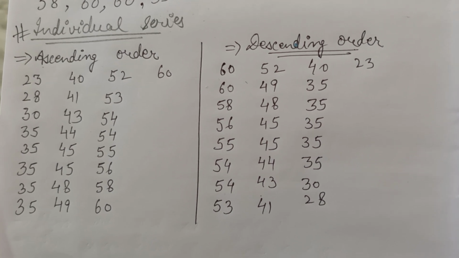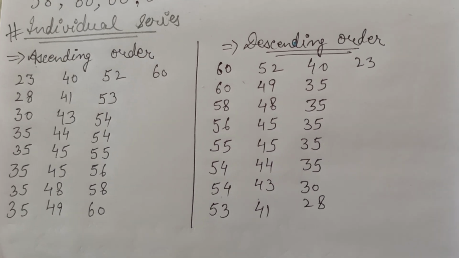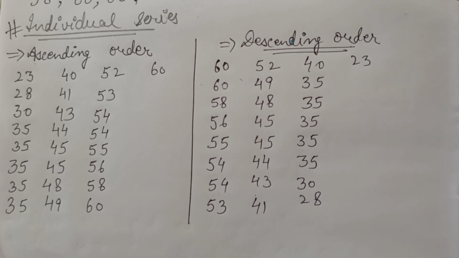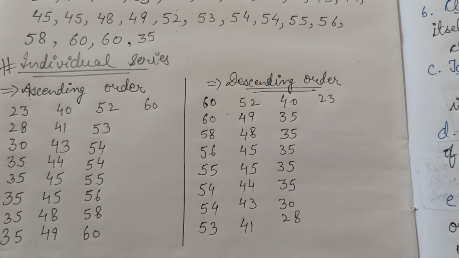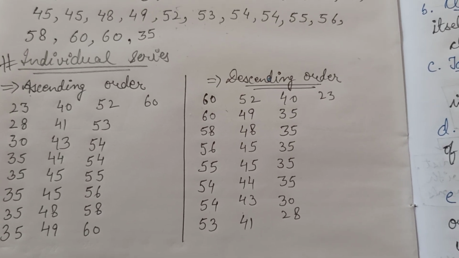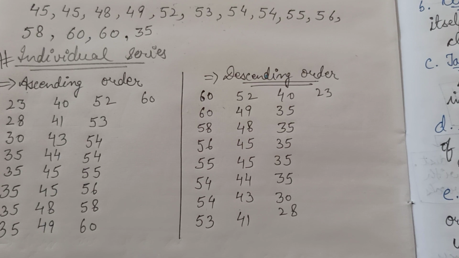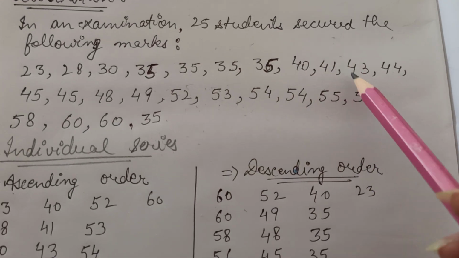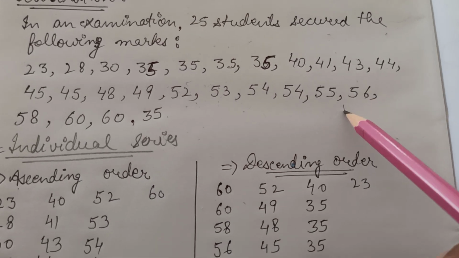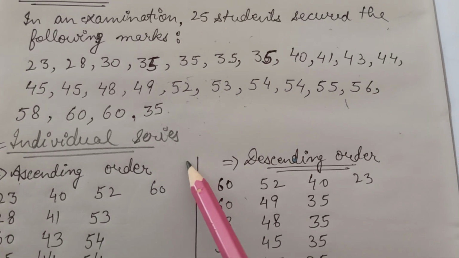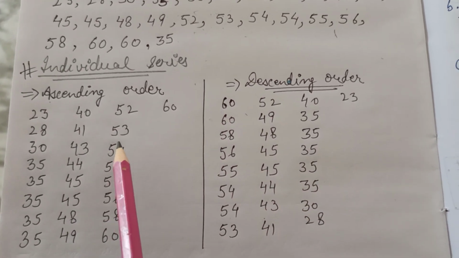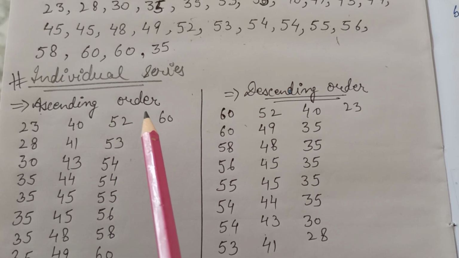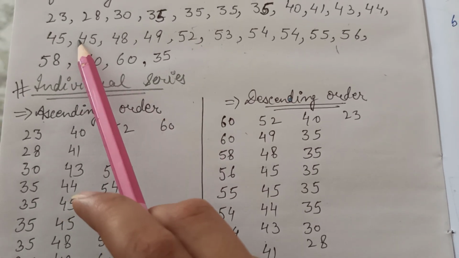Now you can see over here how I have converted the raw data into the individual series, or how I have organized the data given. Basically, we are doing the chapter organization of data, in which we must know how to organize the data. So this was the raw data given to us of 25 students. We have to organize this given data. Firstly, I have organized it into the individual series, on the basis of ascending as well as descending order. In ascending order, I have taken the lowest value, that is 23.